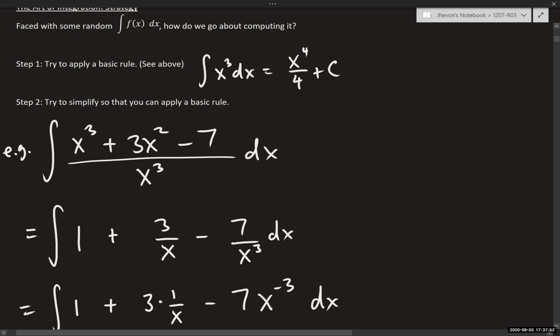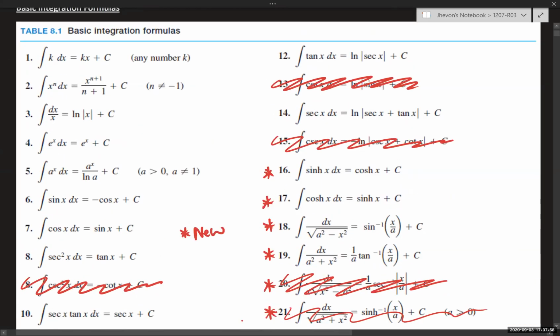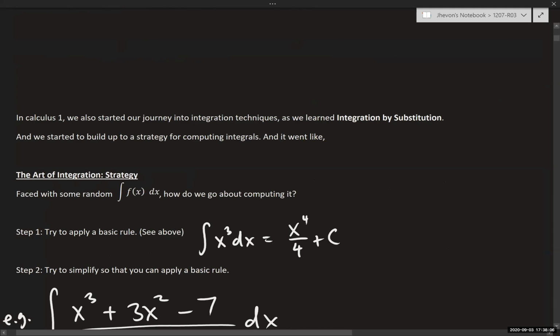So there is a strategy I want you to have in mind. Step 1 is to try to apply a basic rule, which means you are going to see, do one of these formulas that I have memorized apply directly to the thing that I'm looking at? Yes, if there's a constant multiplier, I can always factor it out, but is there anything that looks exactly like one of these rules? So that would be step 1.